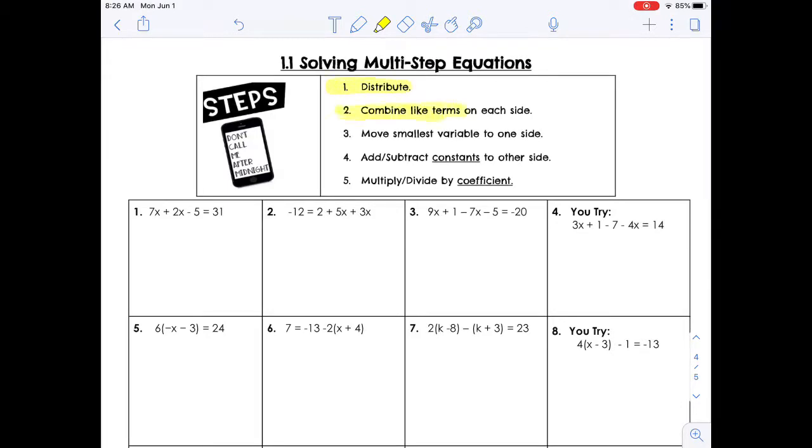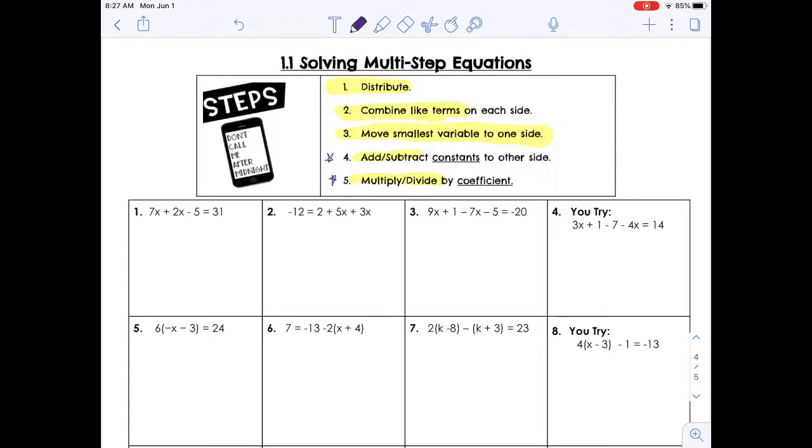Okay, and then we're going to combine like terms on both sides. We're going to move the smallest variable to one side, meaning we're going to get all of our x's combined. And then we're going to follow those steps that we already know, which is addition, subtraction, multiplication, and division. So let's look at a couple of examples of that.